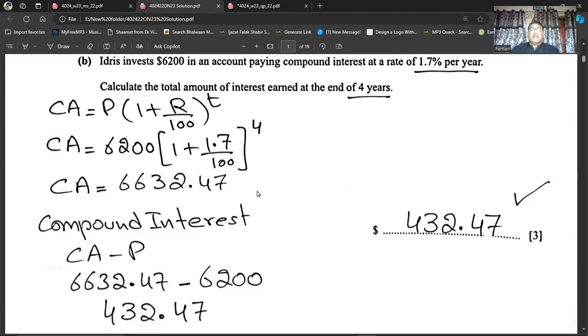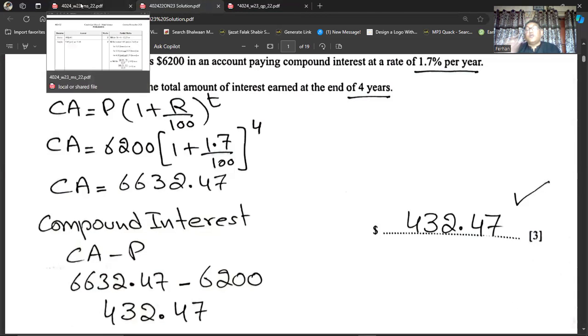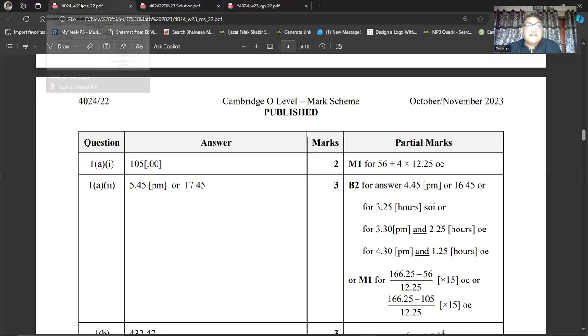$6,632.47. So the compound interest will be the compounded amount minus the principal. So it will be $6,632.47 minus $6,200, and the answer will be $432.47. So they have earned an interest of $432.47.